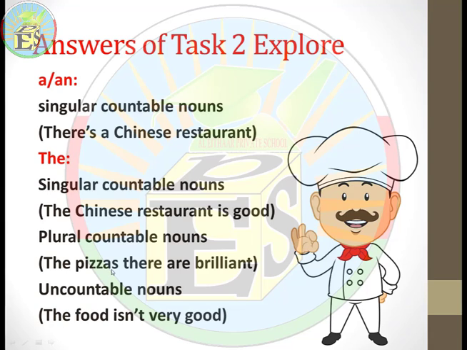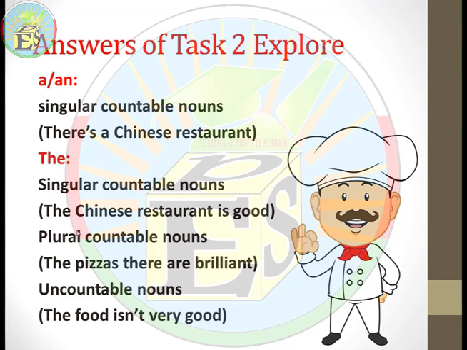The plural countable noun here is the pizzas, right? One pizza and then pizzas with the S. The singular countable noun here is the Chinese restaurant. The Chinese restaurants. Put the ticks in the correct place, and check your answers.